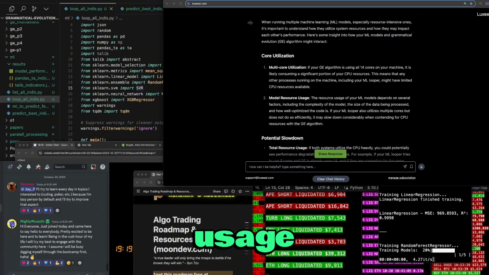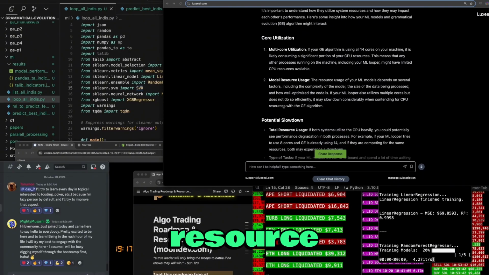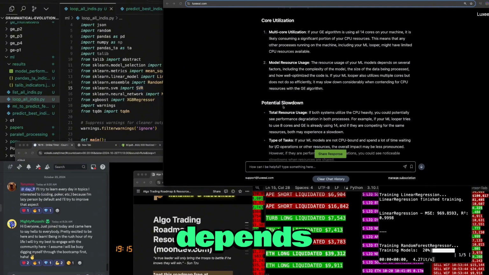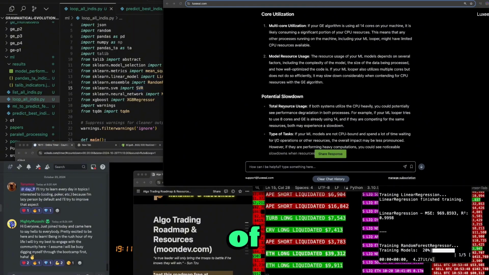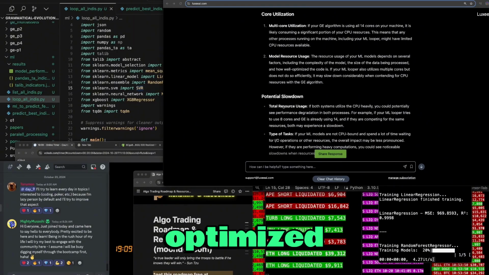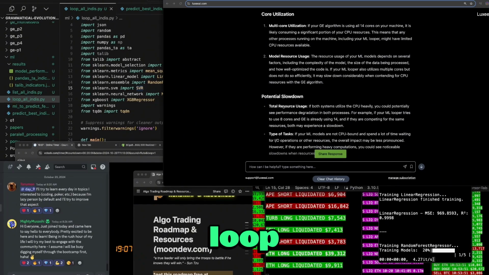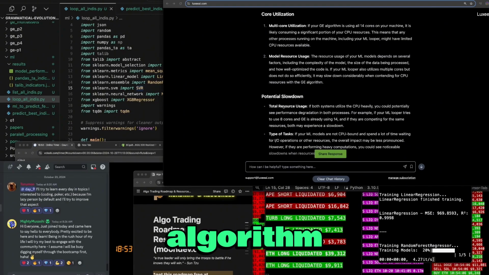Model resource usage. The resource usage of your ML models depends on several factors, including the complexity of your model, the size of the data being processed, and how well optimized the code is. If your ML looper also utilizes multiple cores, but does not do so efficiently, it may slow down considerably when contending for CPU resources with the GE algorithm.